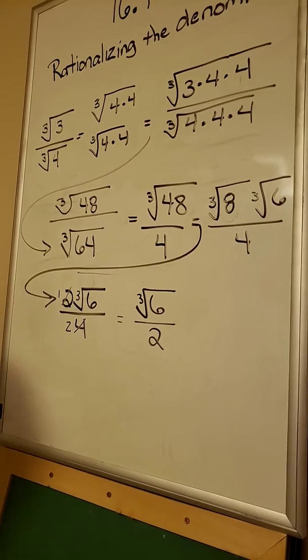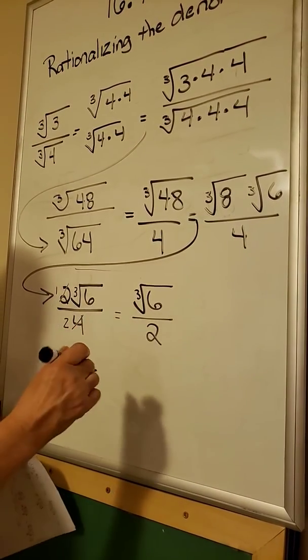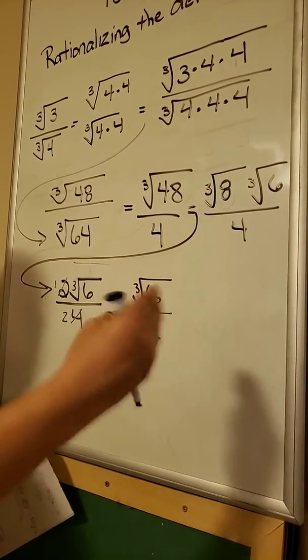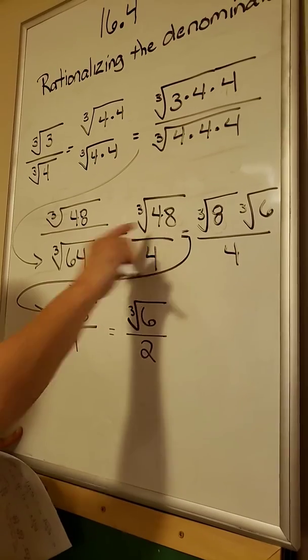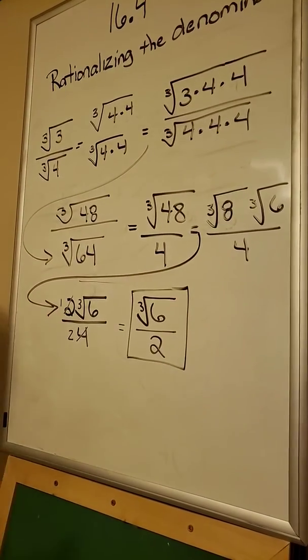So is there anything else I can do to that? No, because I can't do any reducing between that 2 and that 6. There's no perfect cube in 6. I can't break 6 up into a perfect cube, which is what I did up here. So that is my final answer.